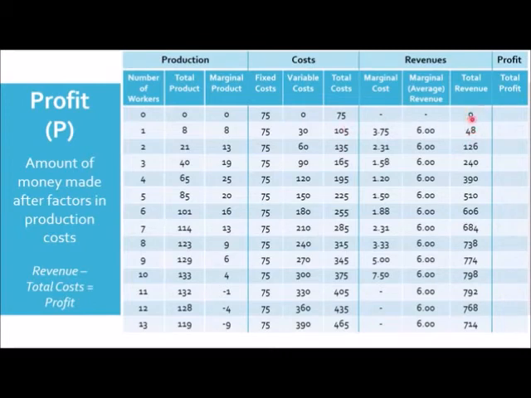So obviously right here with 0 workers, we aren't making any revenue, but we have $75 in costs, and so our profit's actually negative $75. And so we're technically losing money. We're in the red there. Again, total revenue here, 48 minus our total cost of 105. That's still going to yield us a negative amount, negative $57.